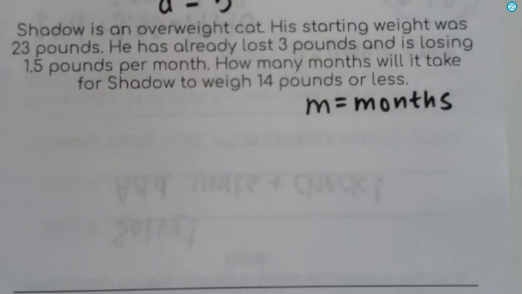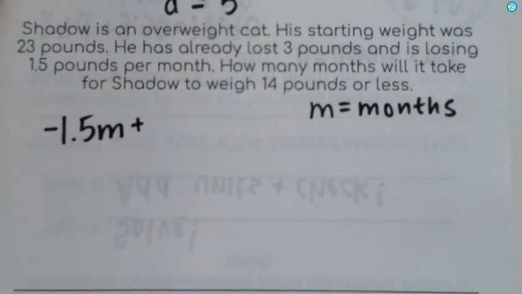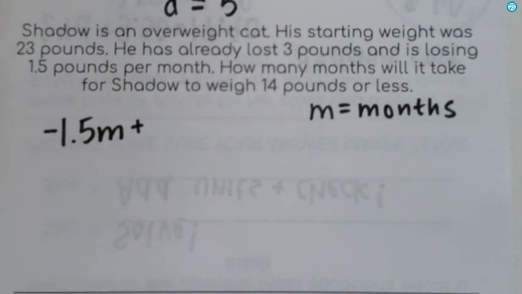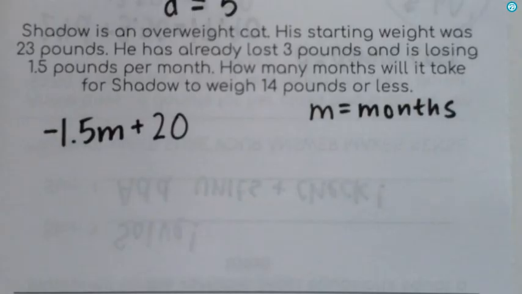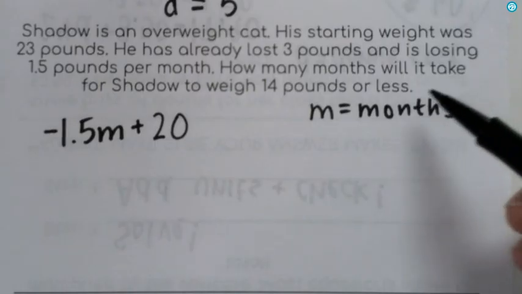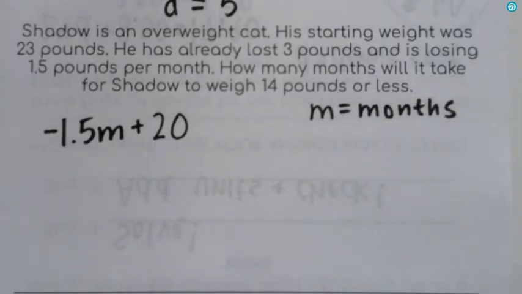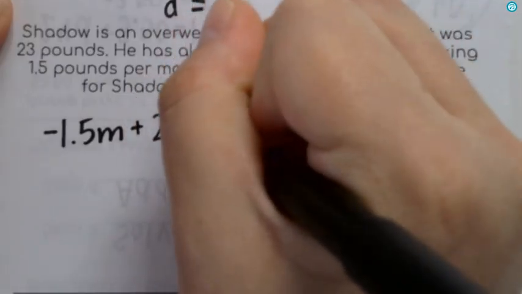Okay, so how much weight is he losing per month? So 1.5 pounds, so minus 1.5 per month, plus, and this part's a little tricky right here because I wrote it kind of weird, sorry. How much does he currently weigh? But he already lost 3 pounds, so 20 pounds. So negative 1.5 M plus the 20 pounds he currently weighs. You got to read there. And we are trying to figure out how long it will take for him to weigh 14 pounds or less. So less than or equal to 14 pounds.